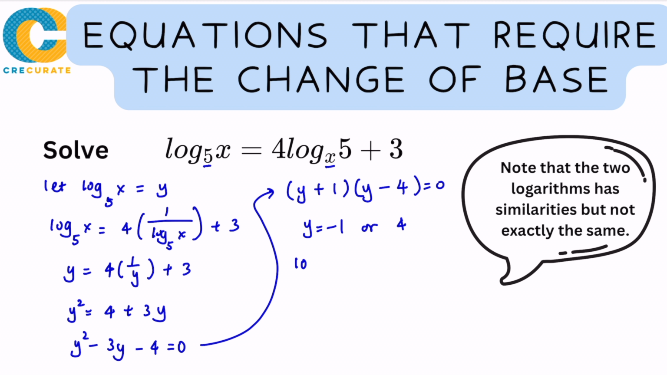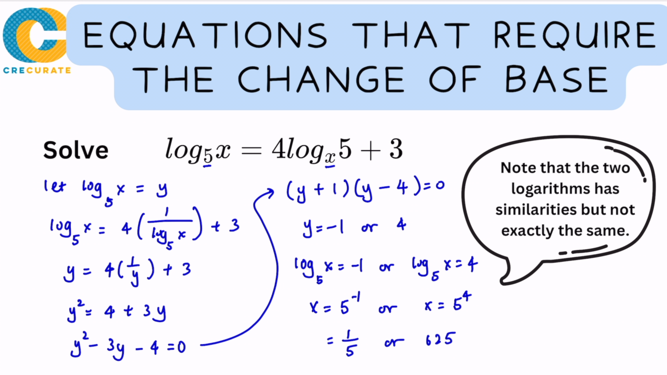Now take note, you cannot take the log of a negative number, but your log can be a negative number, meaning I could have log base 5 of x equals negative 1, that is valid, and log base 5 of x equals 4, that is also valid. And from there, I change the logarithmic form to the exponential form so that I can get x equals 1 over 5 or 625.